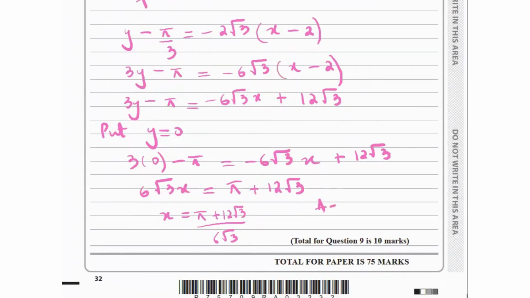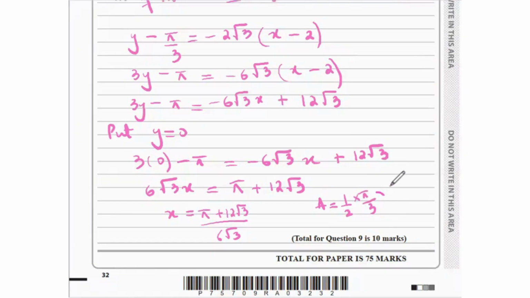So area is going to be 1 over 2 times pi by 3 times (pi plus 12 root 3) over 6 root 3. That's going to simplify to pi squared over 36 root 3, and then plus pi by 3. That's your answer. And with that, we're done with the paper.